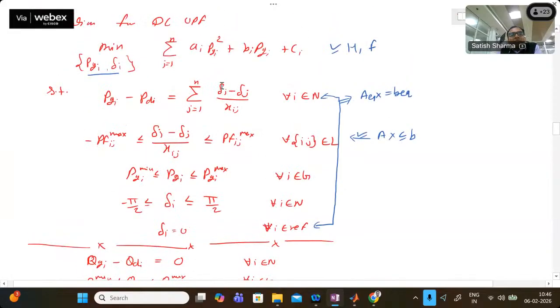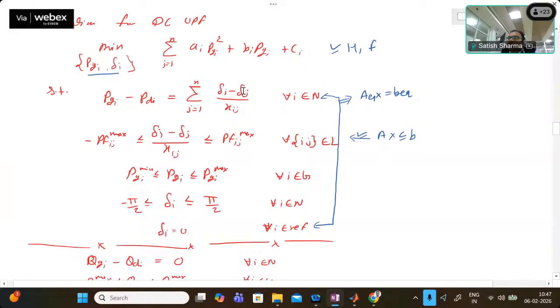Okay, what is the maximum value this angle can have? It's pi, 3.14. What is the minimum value it can have? It's minus 3.14. So the angle difference can be twice 3.14. If I calculate, 2 times 3.14 is 6.28.